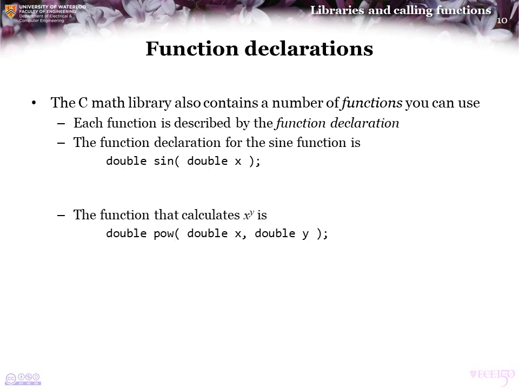Now, the function that calculates x to the y is the function that has the name pow, and it takes two arguments. The two arguments are x and y, and both x and y are floating point numbers. The pow function then calculates the value x to the y, or more correctly, it approximates the value x to the y, and it returns a float.